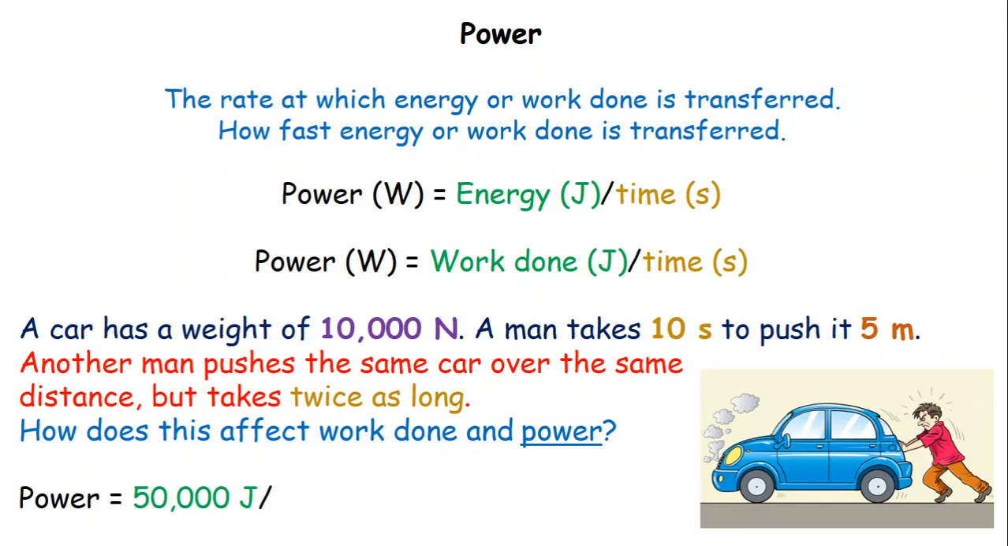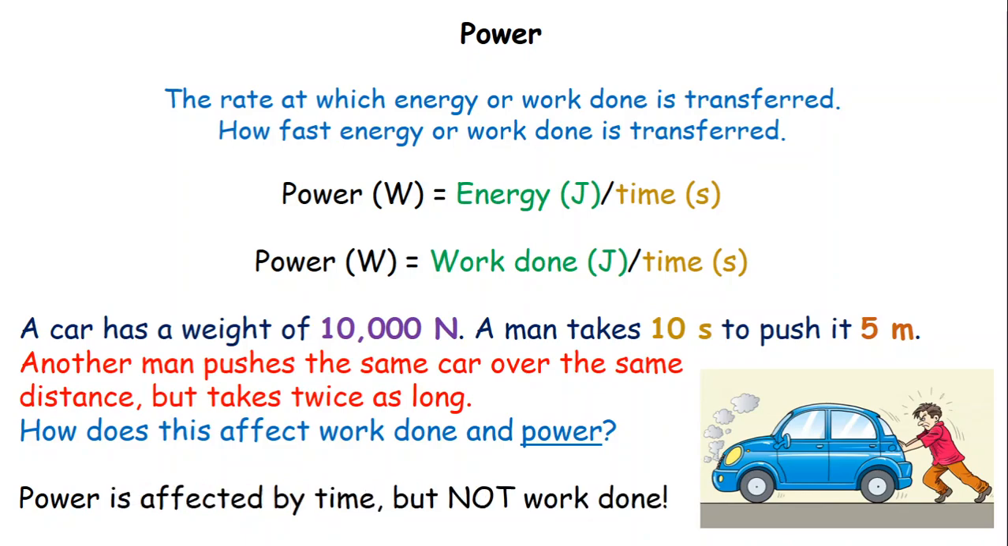But what about the power? To calculate power, we need to take the energy or work done and divide it by the time. So we said work done is still the same, it is still 50,000 joules, but now we need to put in the new time. So before we had 10 seconds, and it says that now it takes twice as long. That means we have to times those 10 seconds by 2, and we get 20 seconds. So the new power is 50,000 joules divided by 20 seconds, and this gives us 2,500 watts. So the power actually has changed. What we need to remember from this is that power is affected by time because it is part of the equation, but not work done. Work done stays the same.